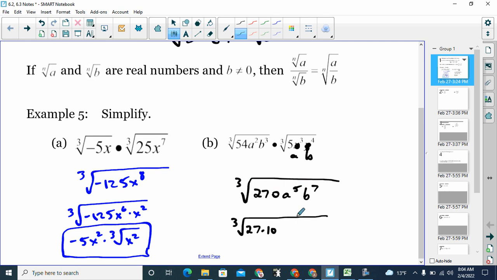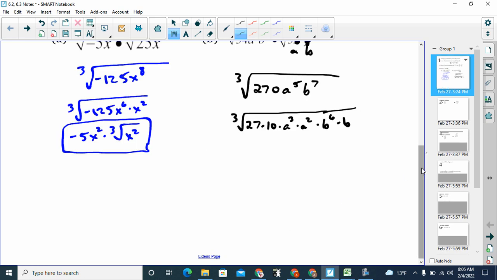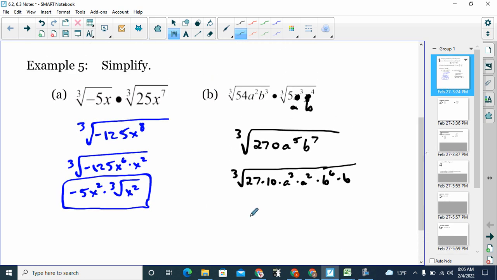5 divided by 3 does not come out even. Let's change it to a cubed times a squared. 7 divided by 3 also does not come out even. B to the 6th times b to the 1st. 27 is a perfect cube. A cubed is 3 divided by 3 is 1. 6 divided by 3 is 2. And the ones that didn't come out even are 10a squared b.